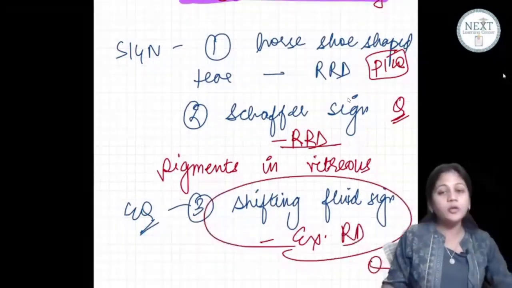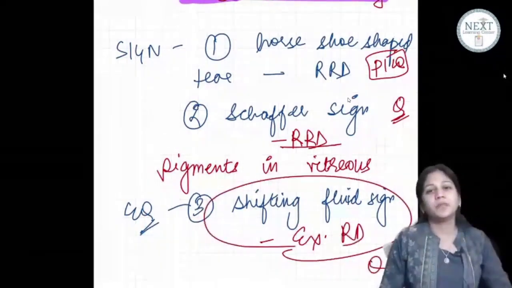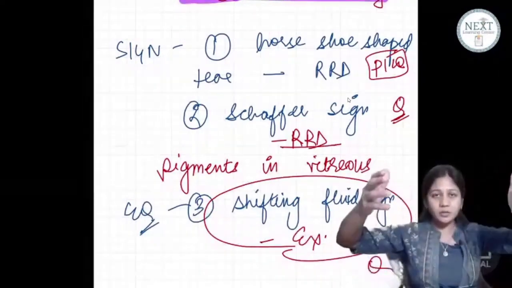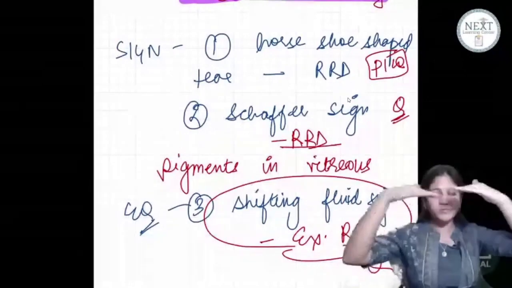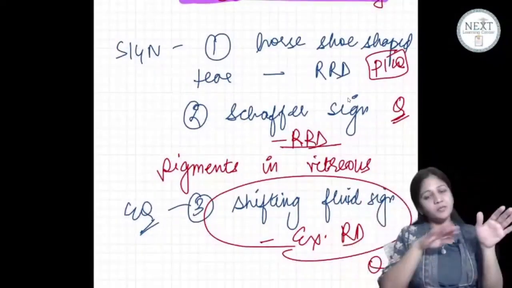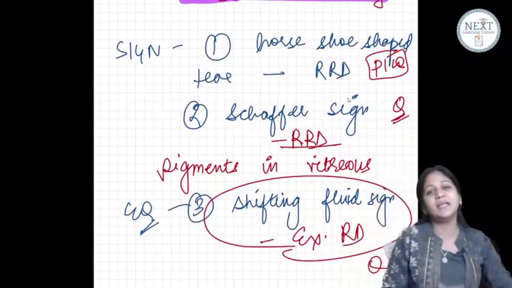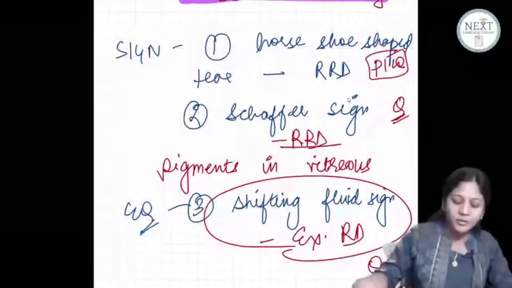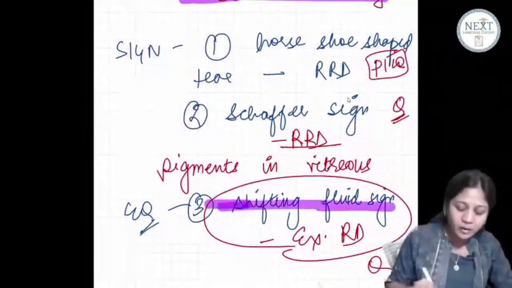This fluid, I told you, it is from the choroidal side. So this is also gravity dependent. When you examine the patient in a sitting position, the fluid has this level. But when you examine the patient in a lying down position, the fluid will go towards the retina. The level will change. Okay, so this is the meaning of shifting fluid sign. This is a very important question.